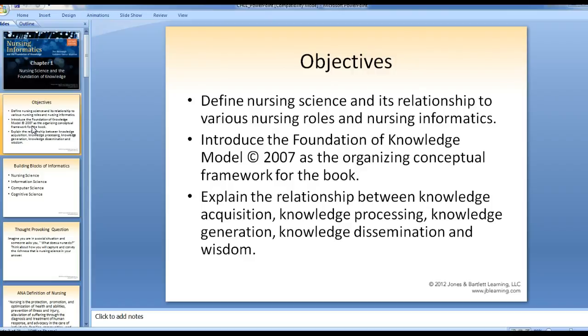We're going to introduce the Foundation of Knowledge model, circa 2007, as the organizing conceptual framework for the book. So we'll talk about the knowledge model together, and then explain the relationship between knowledge acquisition, knowledge processing, knowledge generation, knowledge dissemination, and wisdom, which is part of the Foundation of Knowledge model. That's just the idea of how, when we get new information, we process it, and then later share information.